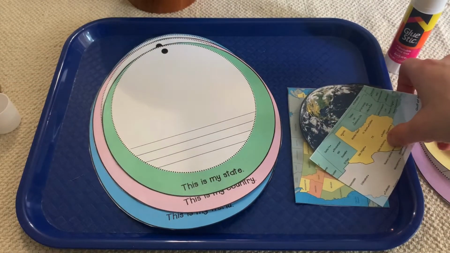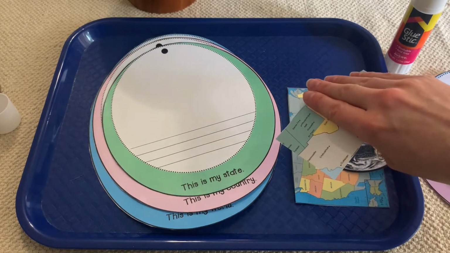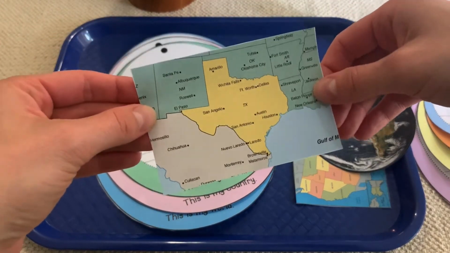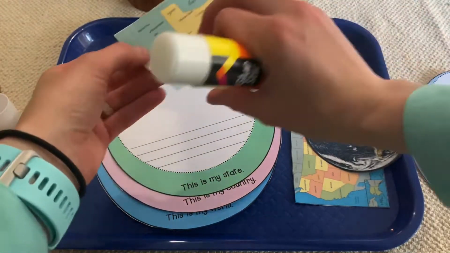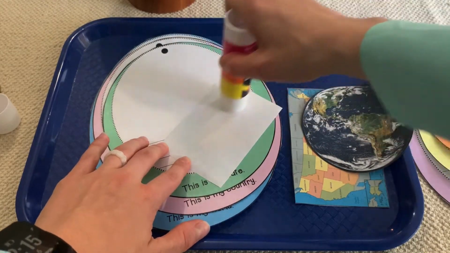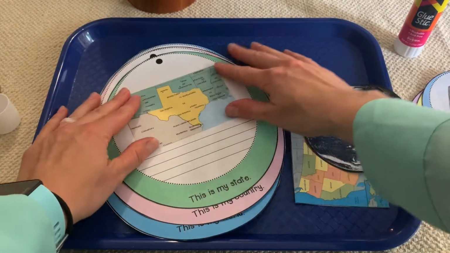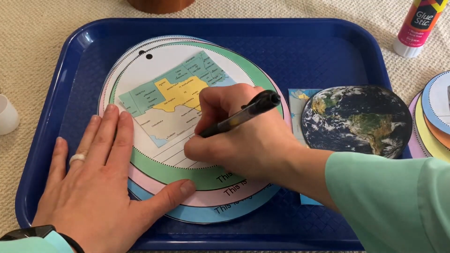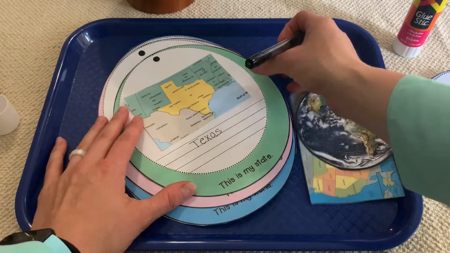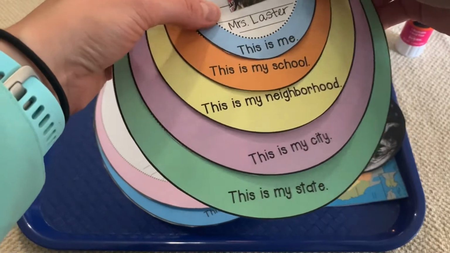So next, this is my state. Now, who remembers which state we live in? That's right. If you guessed Texas, you are right. We live in Texas. So I printed out a picture of the map of Texas. So let's go ahead and get our pen and write Texas. All right, our little book is coming together.